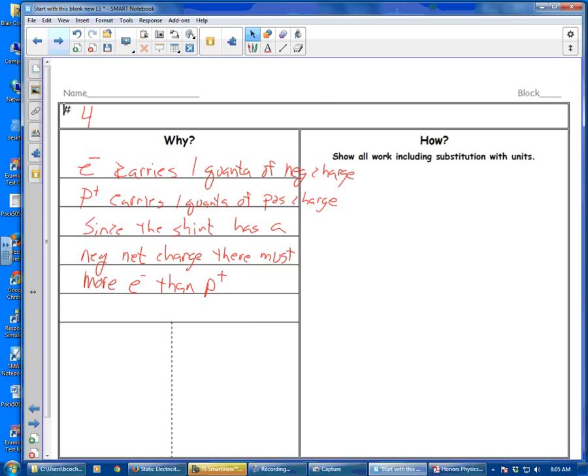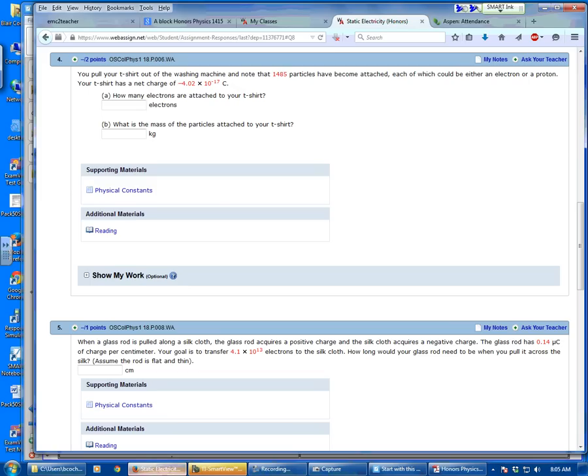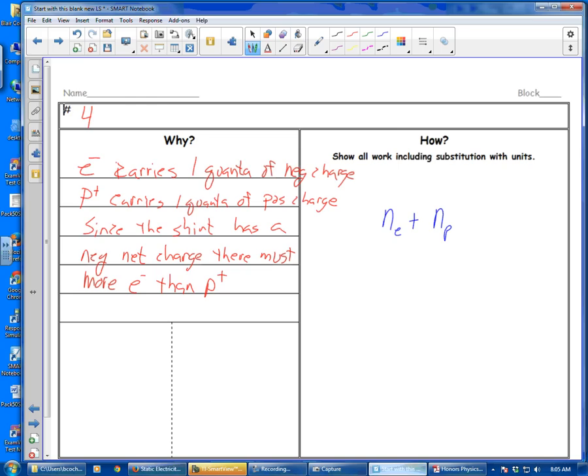All right. Here, starting in on our how, I'm going to use N sub E for the number of electrons and N sub P for the number of protons. If I add those two together, in my problem, I get that 1485.